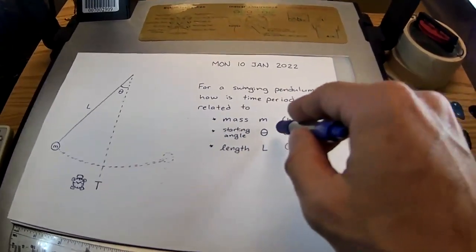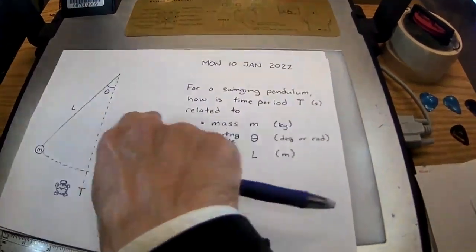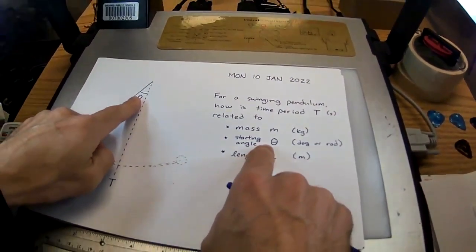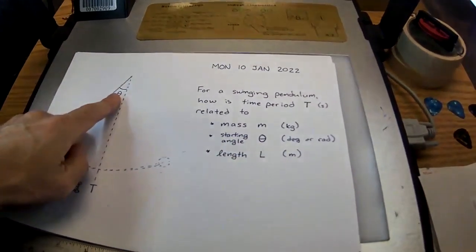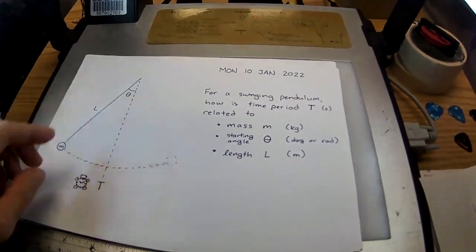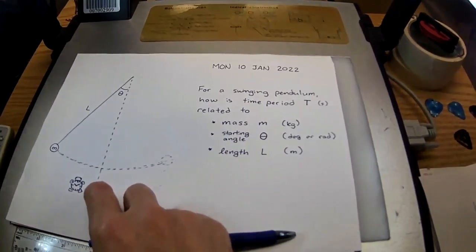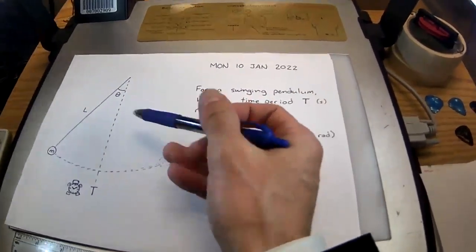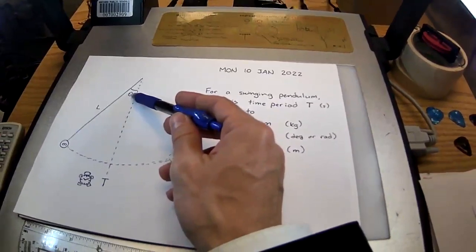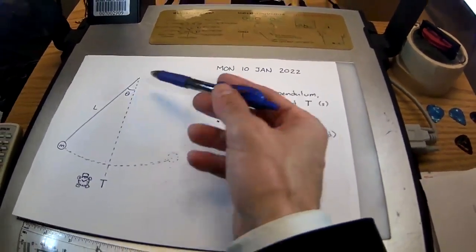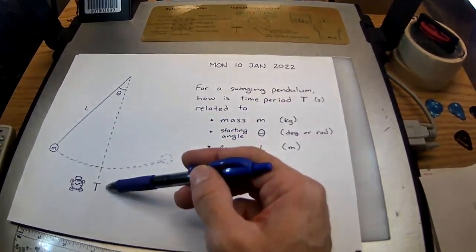Next possible variable, how about the starting angle, theta? So you started at 20 degrees, and then you up that to 30, 40, 50 degrees. As you make that angle bigger and bigger, what's that going to do to the time period? Same three possible hypotheses. I'm going to think if you increase this angle, say from 30 to 60 degrees, that will also increase the time period. It's going to slow it down.